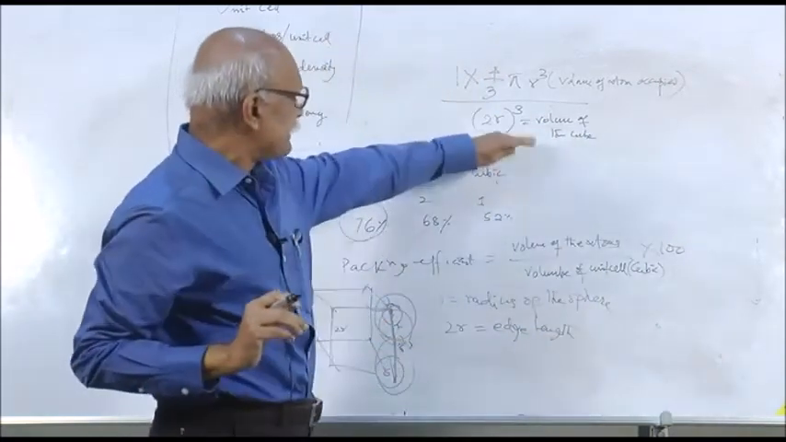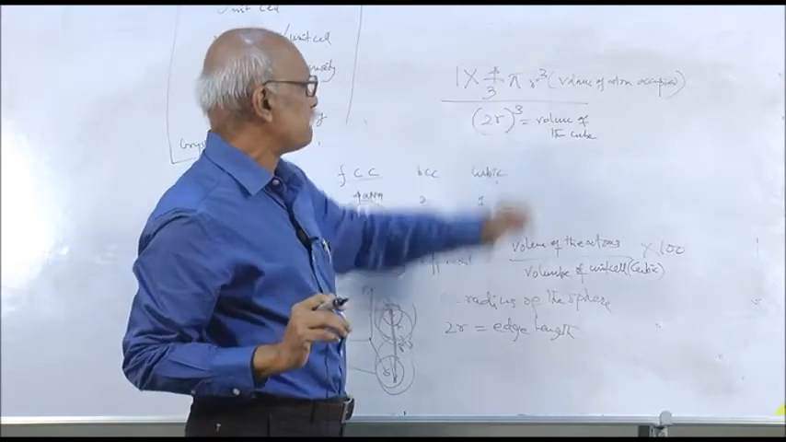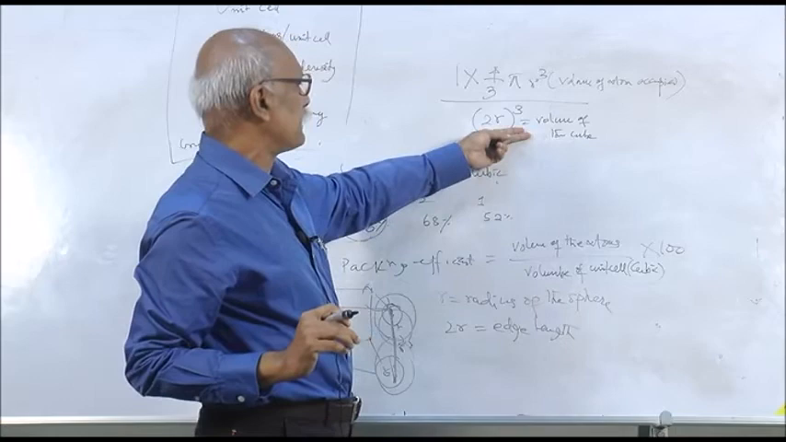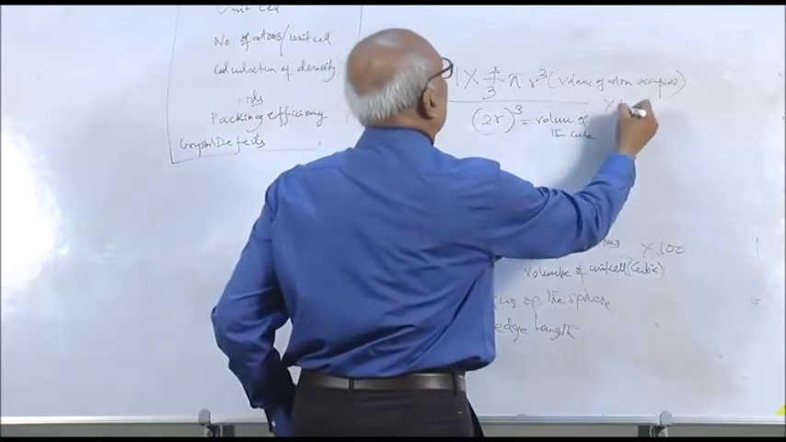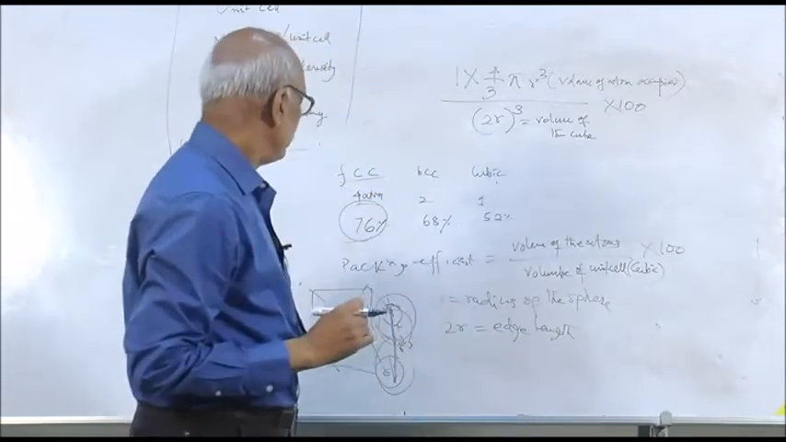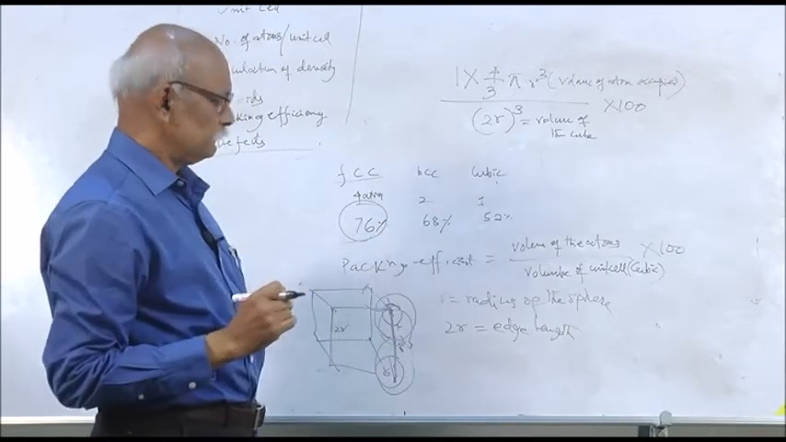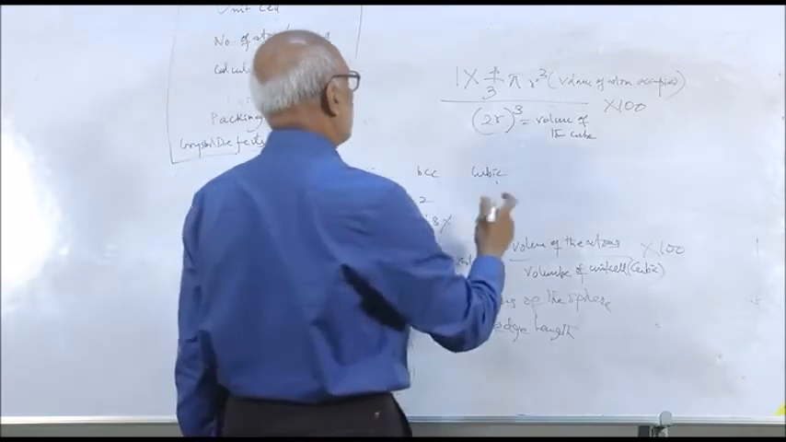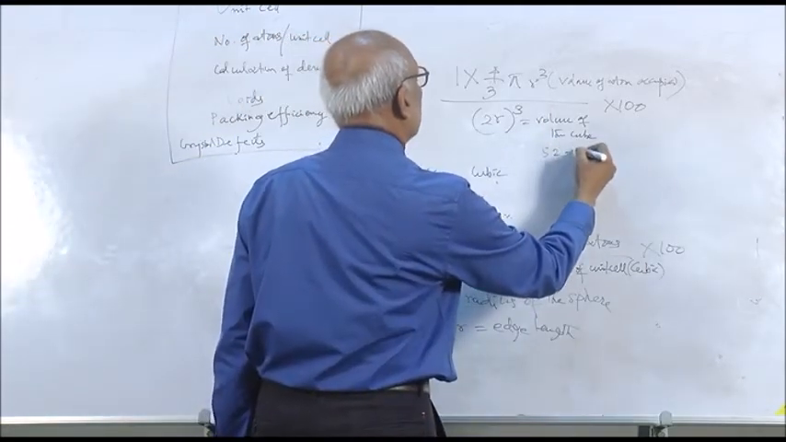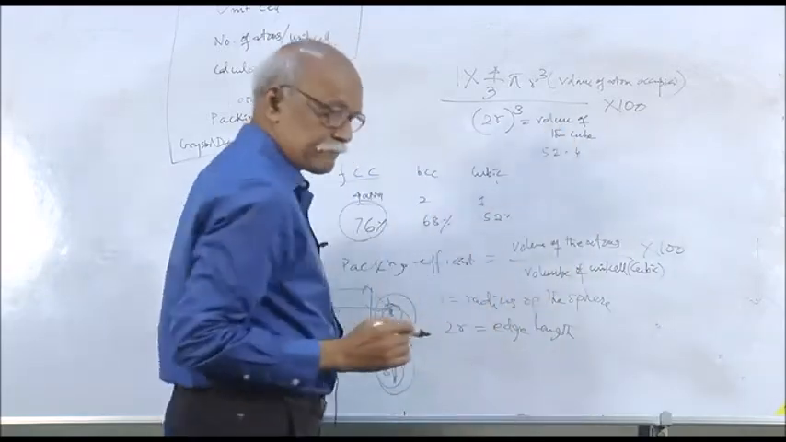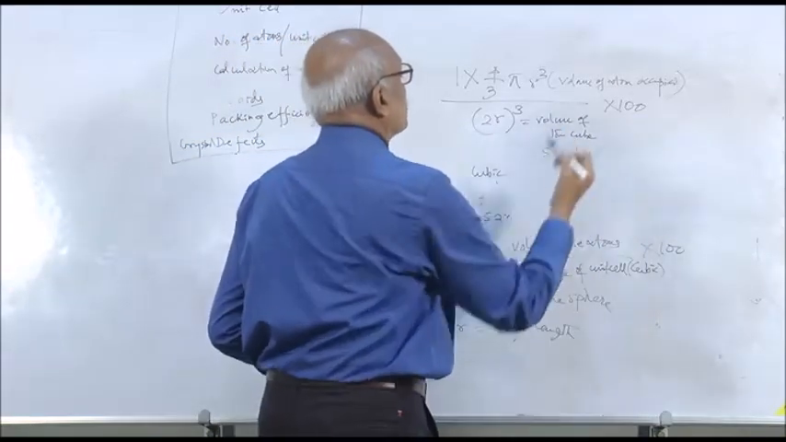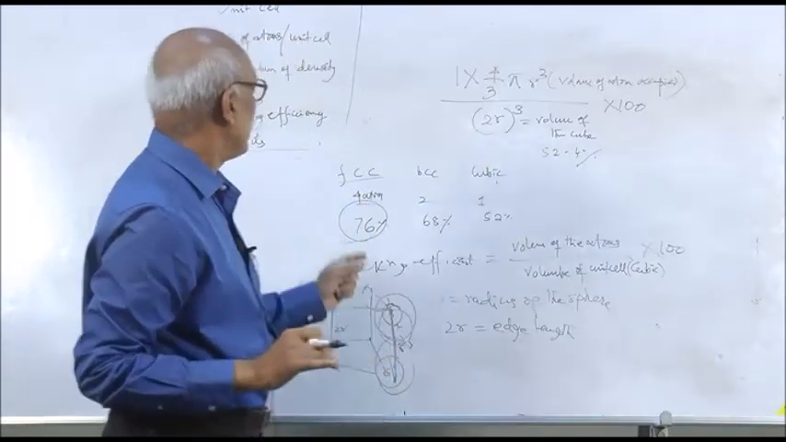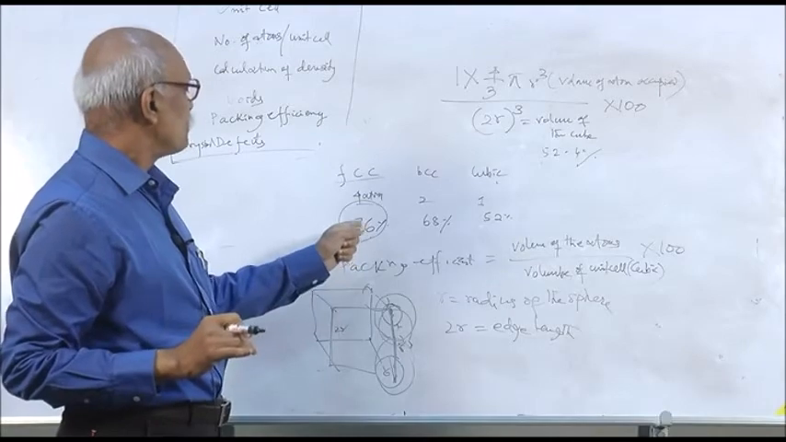So out of this volume, the part occupied by the spheres, the volume occupied by the spheres divided by the volume of the cube times 100, will give you the packing efficiency of a cubic lattice. And this is 52 point something, like 52.3 or 52.4. Packing efficiency will be this much percentage. So the vacant space will be 48%. Vacant space will be more. And here vacant space is 24%.